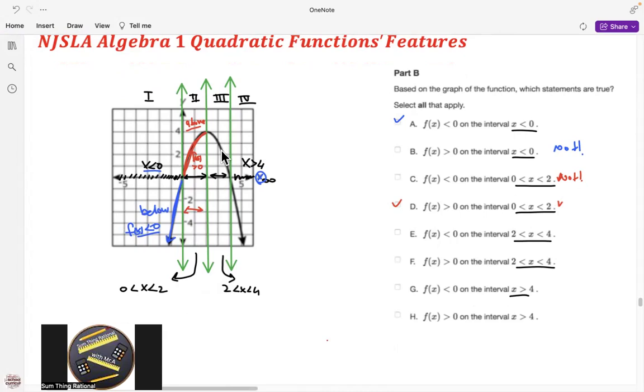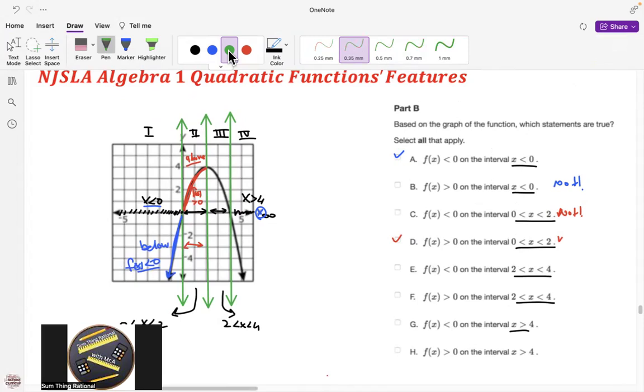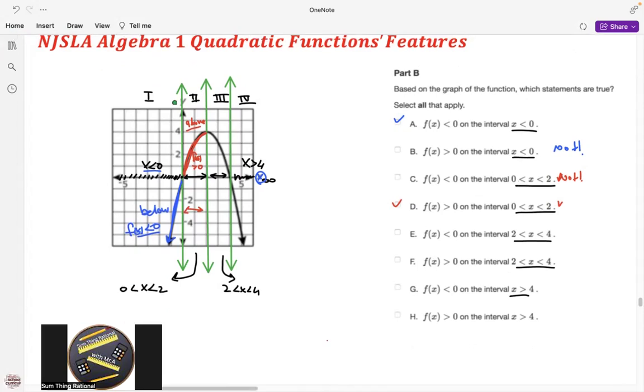Then the next region, the third region. Let me use green color. In the third region, what do you think? The piece of your graph is here. Is this graph above the x-axis or below the x-axis? Definitely above the x-axis. So f of x is again bigger than 0 in the third region. The third region is between 2 and 4. Your function is bigger than 0, not less than 0. This is not, but this is the correct answer.